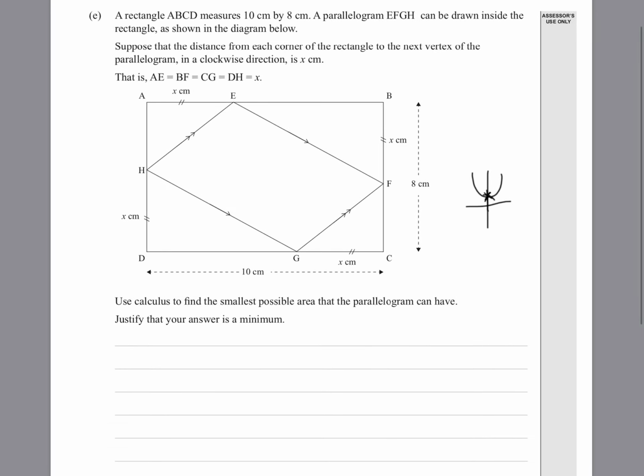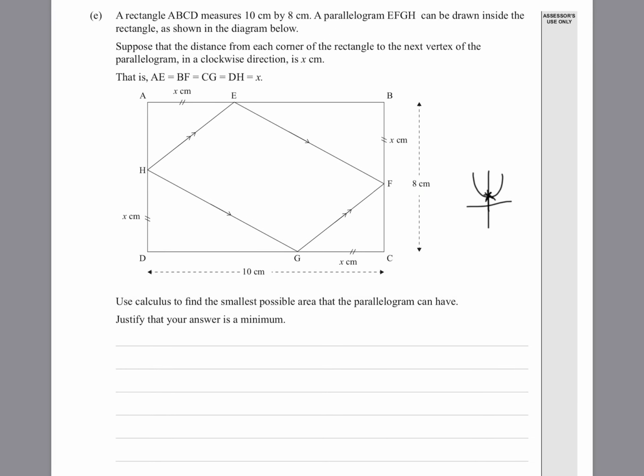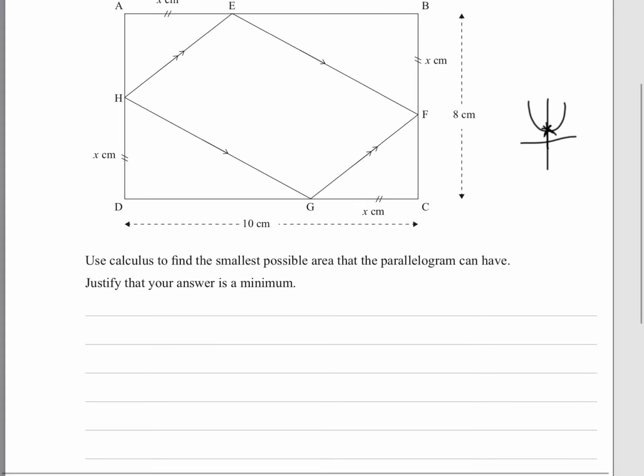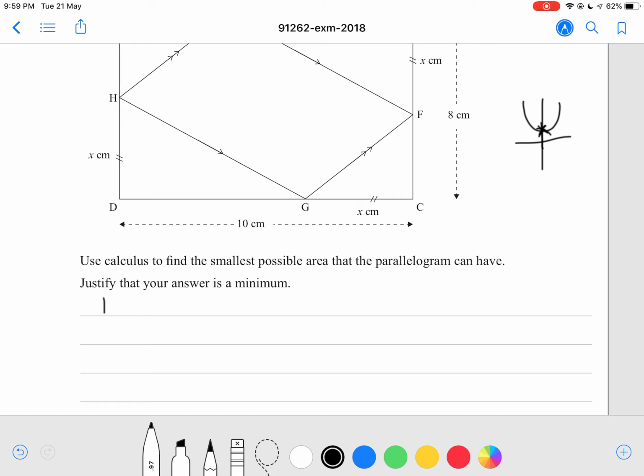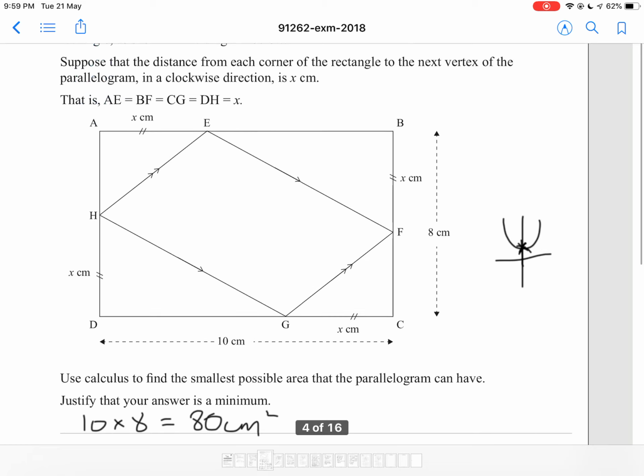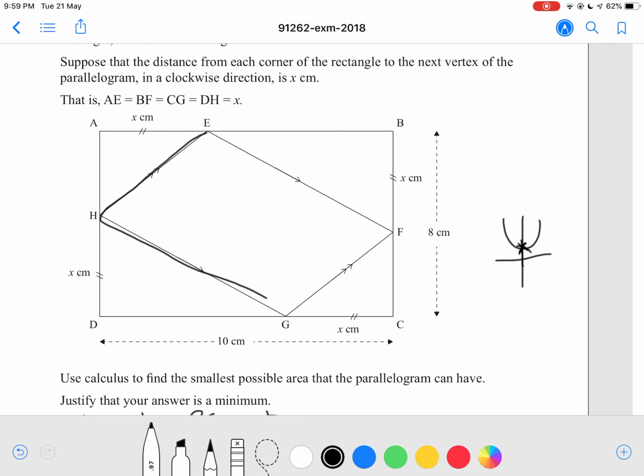So the first step in this question, we need to find the area of the parallelogram in terms of x. So you know that the rectangle is 10 times 8, so 10 times 8 equals 80 centimeters squared. And you know that the area of the parallelogram, just a big parallelogram here, is equal to the area of the rectangle minus this, minus this, minus this, and minus this.